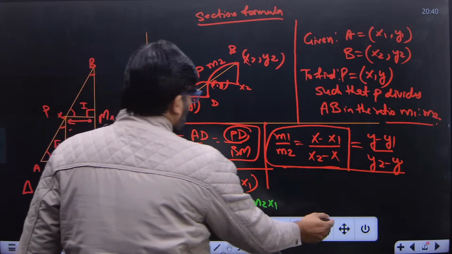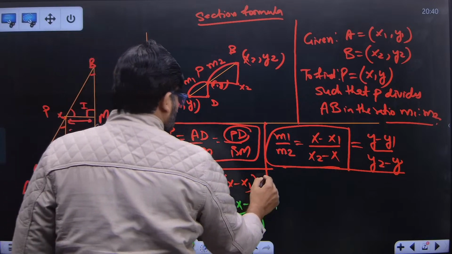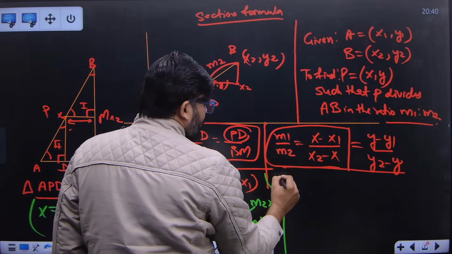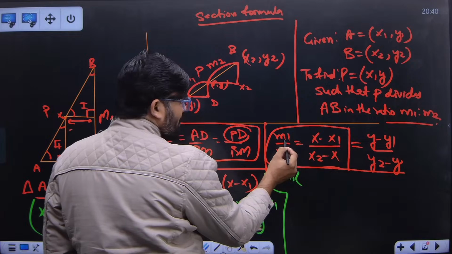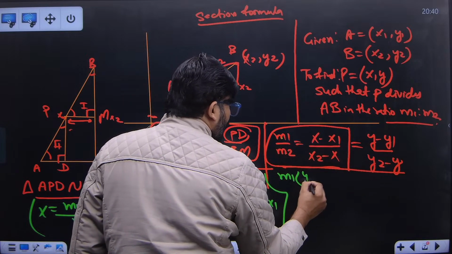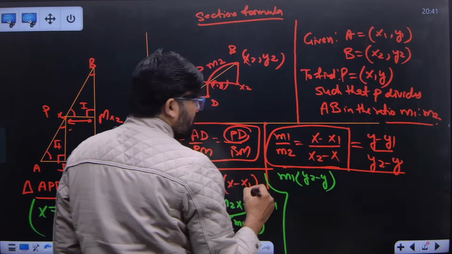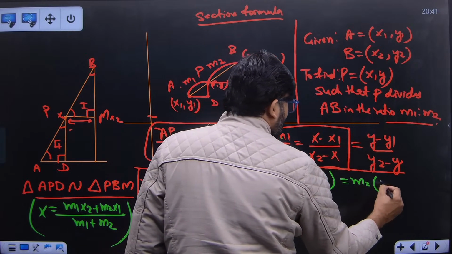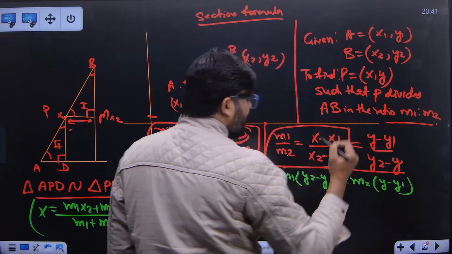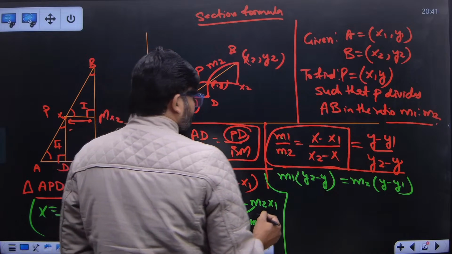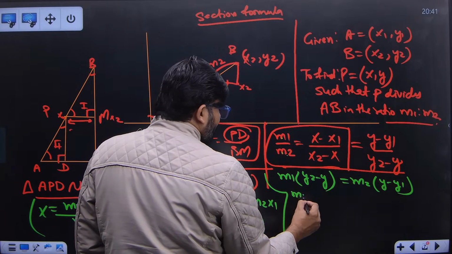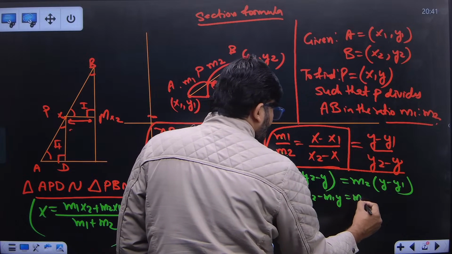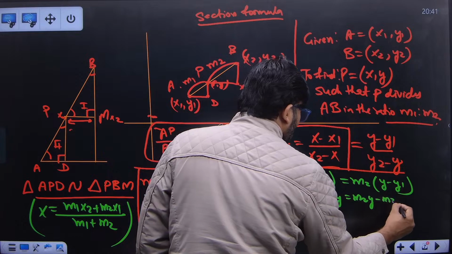In the same scenario, we will find the y as well. So this time I am doing the cross multiplication with y. I will write m1 will be multiplied by y2 minus y is equal to, this m2 will go on the other side, so it will be multiplied by y minus y1. Are you getting it? Yes, sir. First I am opening the bracket, so it will be m1 y2 minus m1 y is equal to m2 y minus m2 y1.